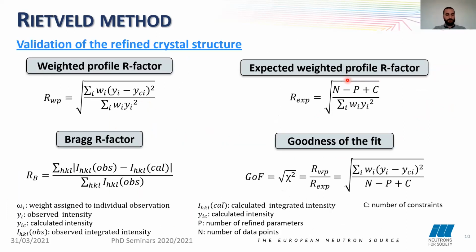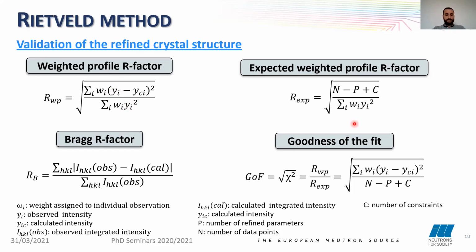So, in order to validate the refined crystal structure, there are different parameters that should be taken into account. The first one is the weighted profile factor, and this is the most meaningful one from a mathematical point of view, because the numerator is the residual minimized in the refinement. For the same reason, it is also the one that best reflects the progress of the refinement, because we are doing iterations varying the different parameters that define our powder.